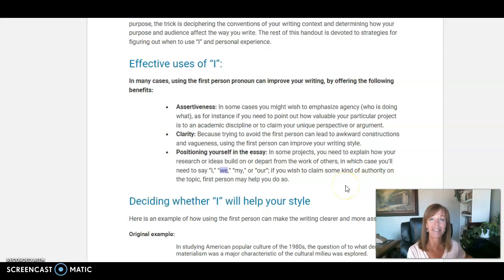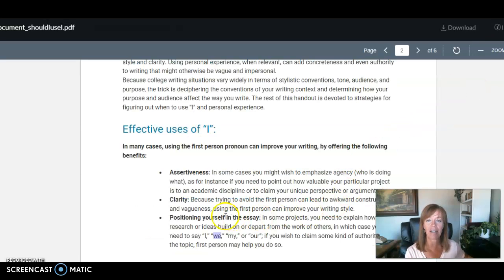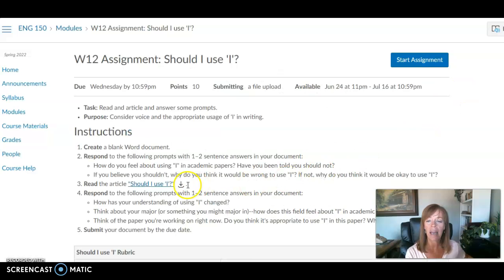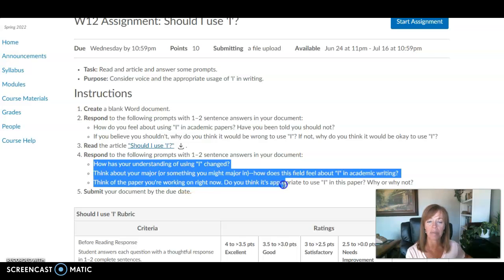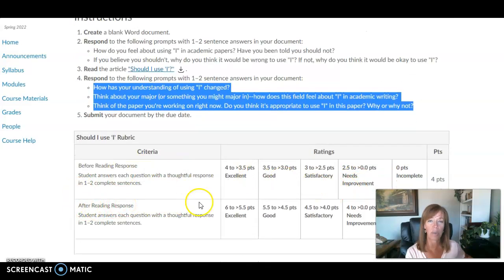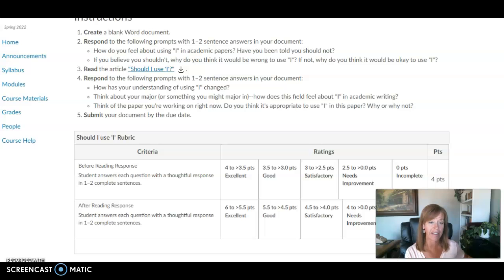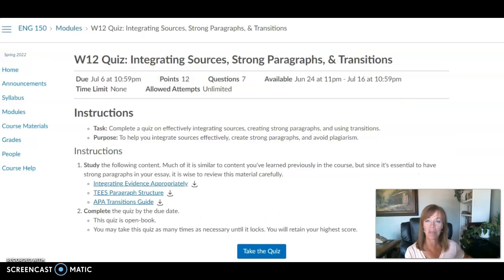I always invite my students that when in doubt, go with third person because it's a little bit more formal. But anyway, it's a good handout. Let me know if you have any questions. All we're going to do here is respond to a few sentences for each of these prompts after reading that, and look over the rubric to see what I'm supposed to be looking at. Let me know if you have any questions on that. And let's see what we are going to be doing next.